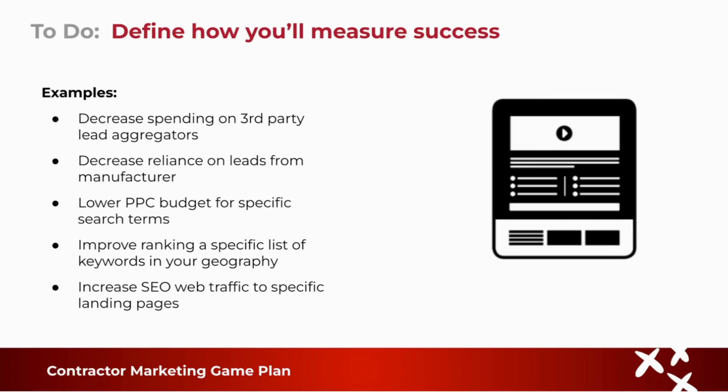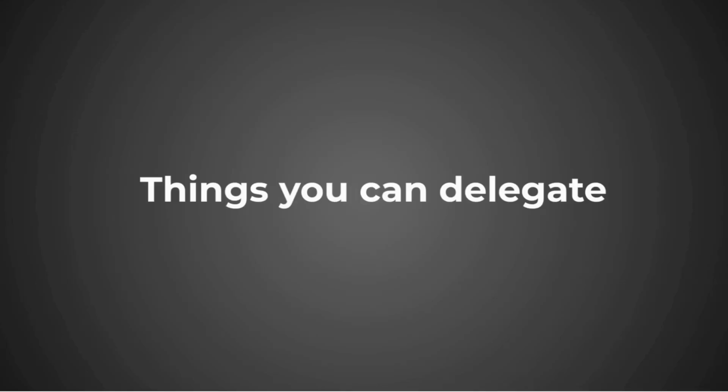And then another example of how you can measure success, also tied to a specific goal, would be, say, to increase SEO traffic to a specific landing page on your site. So these are all examples of how you can tie your goals to measurable outcomes.